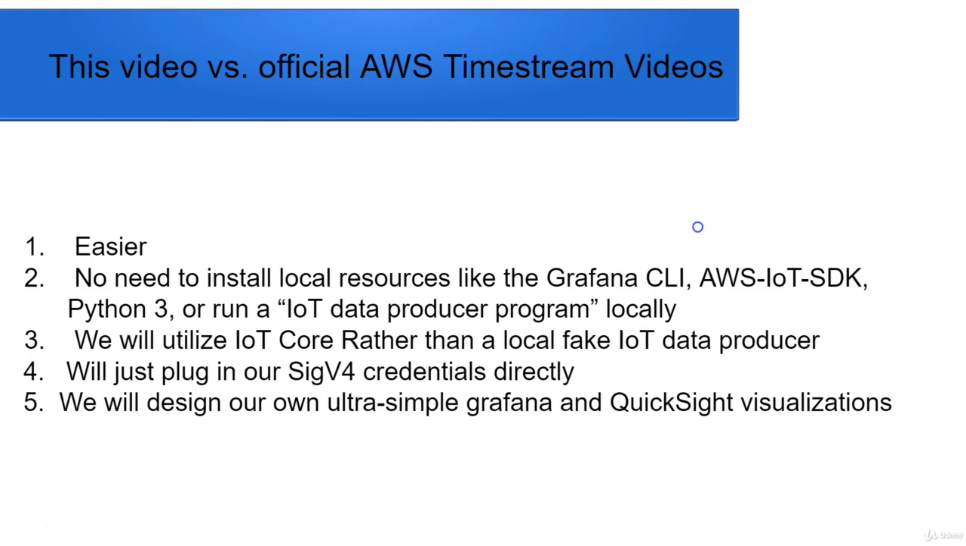You can also, and I've seen this done before, run a producer program in Lambda, and you can also run it in Cloud9. Another big benefit of my video is that with Grafana in the next video, you're not going to have to make a credential file in a specific format, which you can find and I'll link in the AWS developer guide for Timestream. I'm simply going to plug my SIG-v4 credentials directly into Grafana with a user that's just constructed for Timestream.